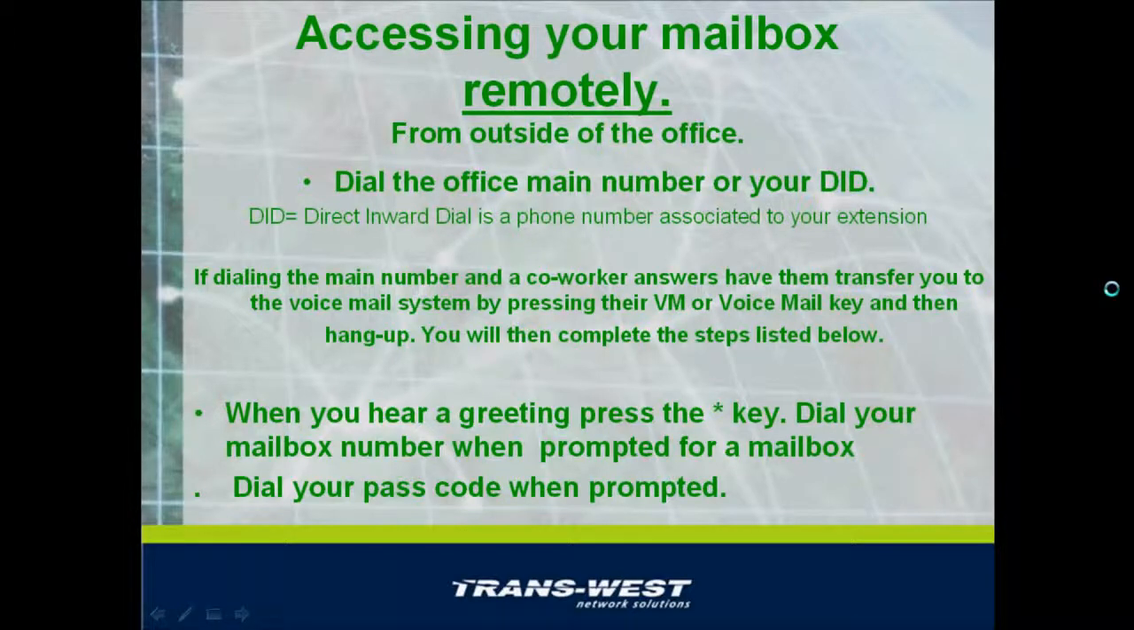So, if your extension has been assigned a DID, you'll just dial your DID. If not, you'll have to dial your company's main phone number. If somebody answers, you'll ask them to transfer you into the voicemail system. They will do this by pressing their VM or voicemail key while speaking to you and then hanging up. Either way, at this point, you'll be in the voicemail system. So that's your 2 ways to get into the system.